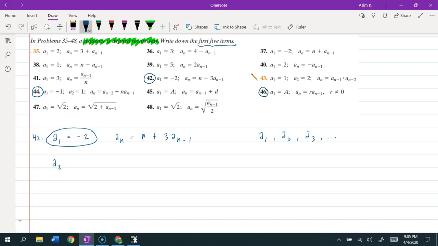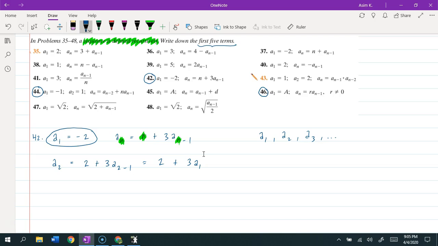So a sub 2 is going to become 2 plus 3 times a sub 2 minus 1. Now, how did I do that? The formula says if you need a next term, plug that term number right here and plug that term number right here. That's all that stands for. So when we did that, here's what it looks like. It looks like 2 plus 3 a sub 1, because 2 minus 1 is 1, so it looks like 3 a sub 1.